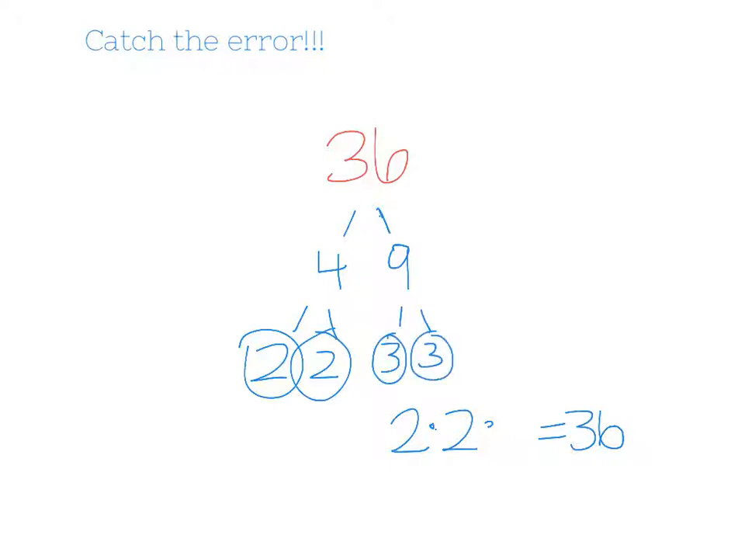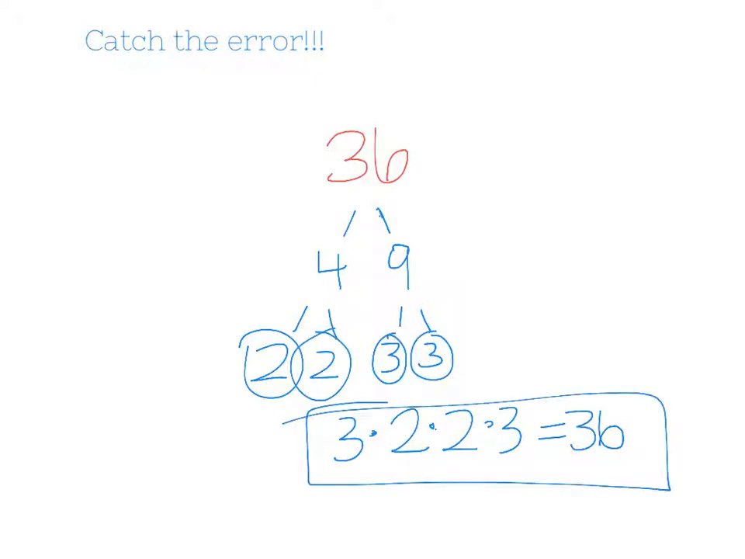So now I have 2 times 2 times 3, put this 3 over here, times 3 equals 36. Hopefully you caught the error, and you don't make that same mistake and think that 9 is prime just because it's an odd number. Okay, here's your first try it problem. I want you to pause this video and find the prime factorization of 28. Using a tree or a ladder. Once you have your answer, push play and check your learning.